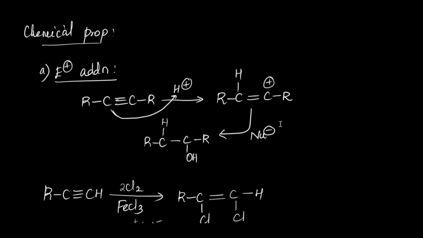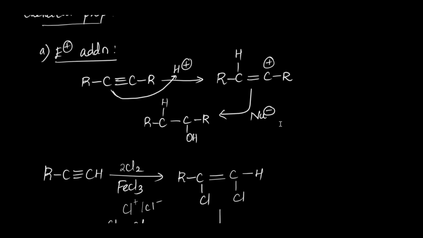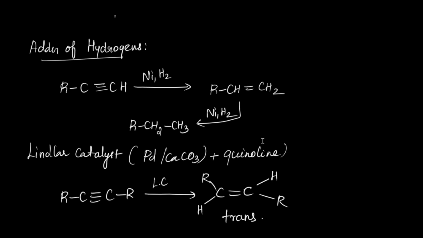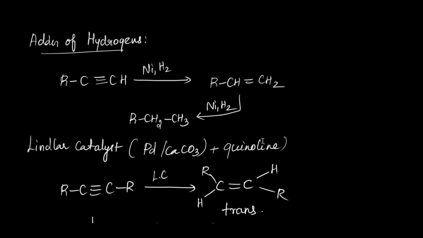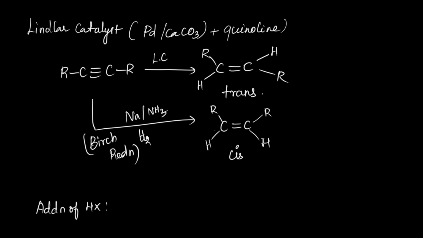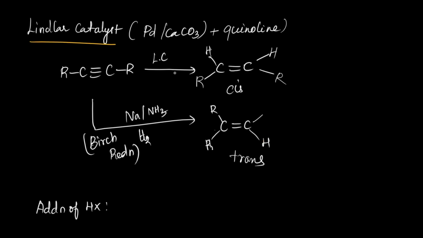Chemical properties involve electrophilic addition, first with Cl2 in the presence of FeCl3. Why FeCl3? Because that can act as a catalyst to prepare an electrophile from Cl2, which can replace all those hydrogens from alkynes and alkenes. Addition of hydrogen using nickel: you can add hydrogen on the alkene and alkyne chains to form alkanes until it becomes saturated. Then Lindlar catalyst will give you cis alkenes and Birch reduction gives trans.